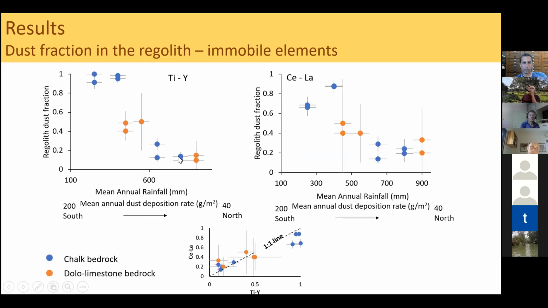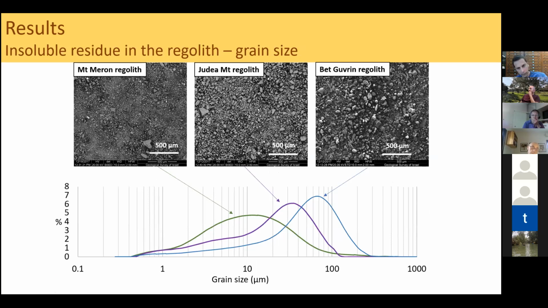And also with these different sets of immobile elements, the results are still convincing. And if you're still not convinced, these are results. The images are from the insoluble residue of the soil from three sites, from the Meron in the north to the Dan Mountains to Bet Guvrin in the Shfela, and you can see that in the insoluble residue of the soil.